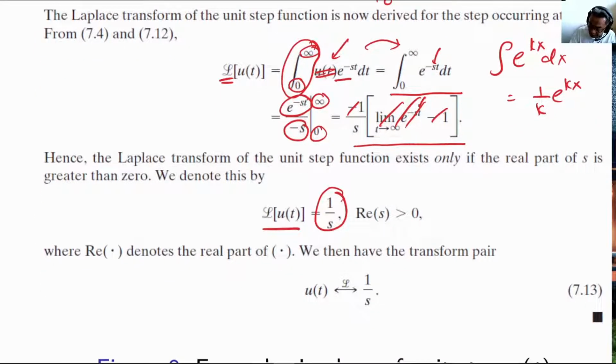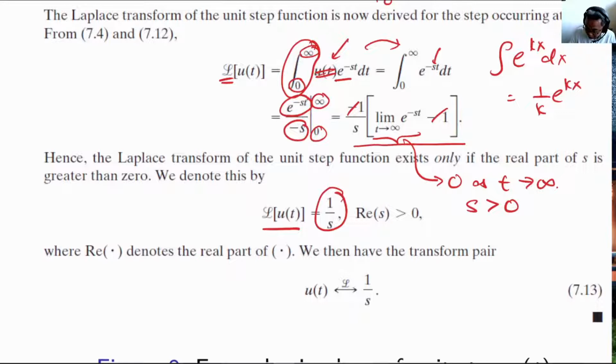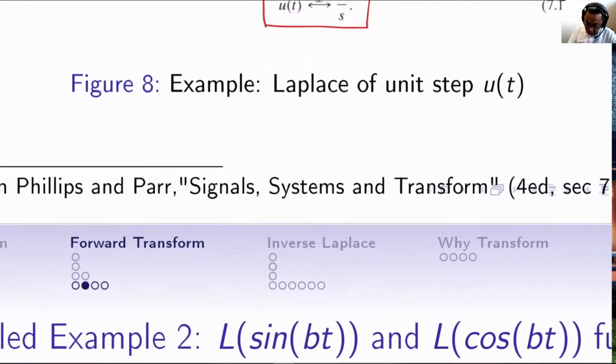Again, remember that for this value to go to 0 as t goes to infinity, s must be greater than 0. Only then would this limit go to 0. So this is the region of convergence. This is the Laplace transform of the unit step, and we have this additional entry in the table. Let's proceed to the next function.